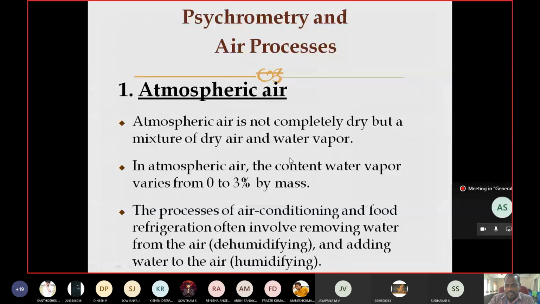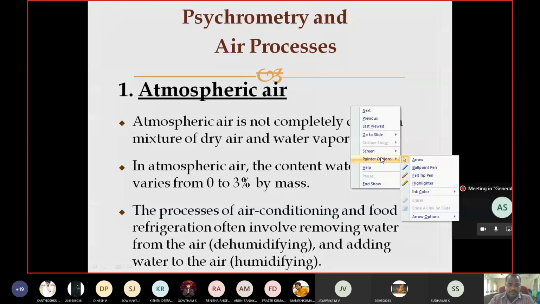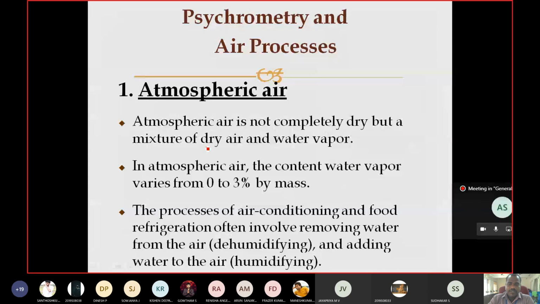Right, so we can go with psychrometry and air processes to be studied in a few slides. We know what atmospheric air is. Atmospheric air is not completely dry, but a mixture of dry air and water vapor will be there, right? Normally the atmospheric air is a mixture of dry air and water vapor.